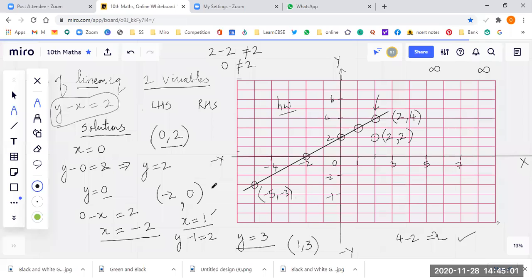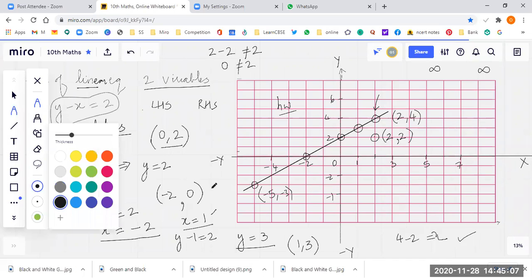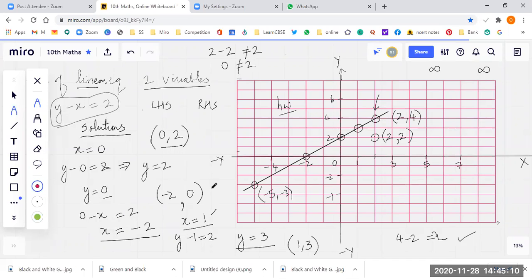Let me put this in the equation. Now, if I put this in the equation, students, the equation becomes, see, y is minus 3. Minus what is x? X is minus 5, is equal to 2. Is it right or wrong? Minus 3 minus of minus 5 becomes plus. Minus 3 plus 5 is equal to 2. This is correct. 5 minus 3 is equal to 2. That means, see, this point lies on the line. In algebra, you say that this point x and y is the solution of the line.